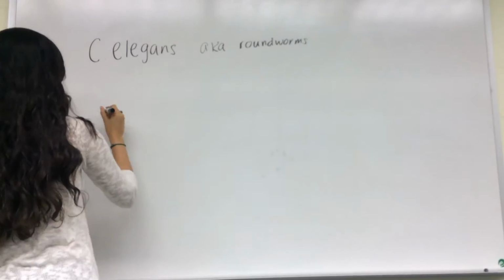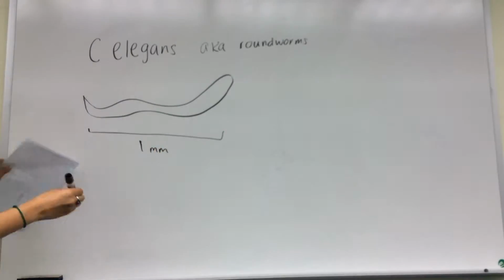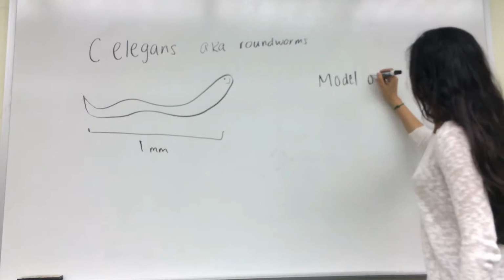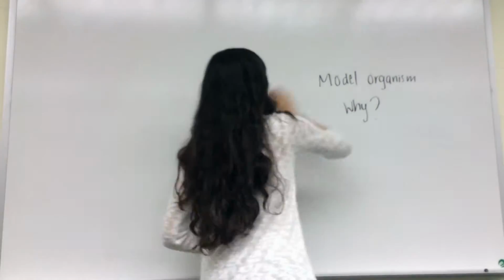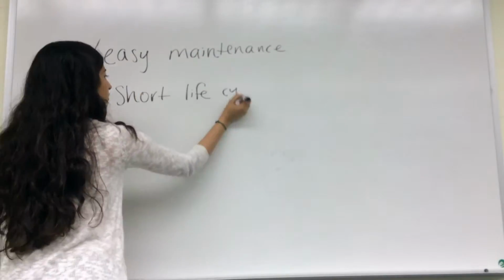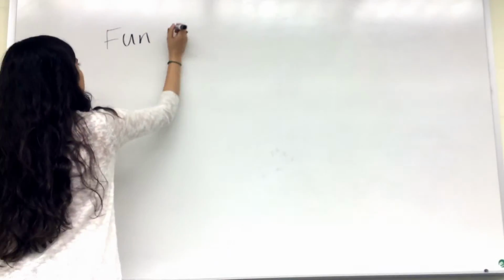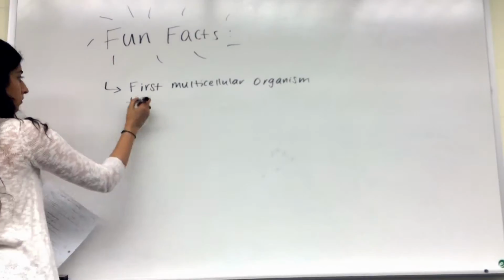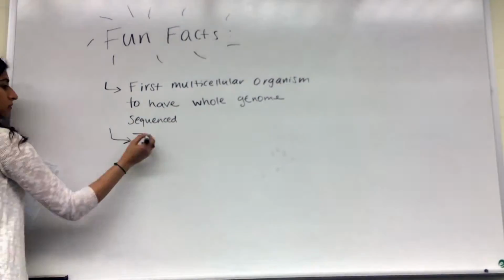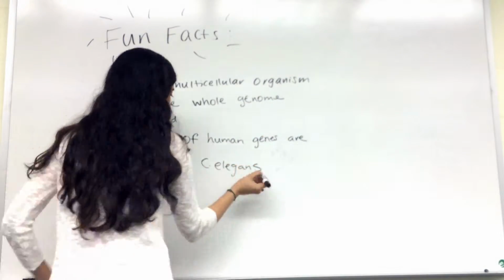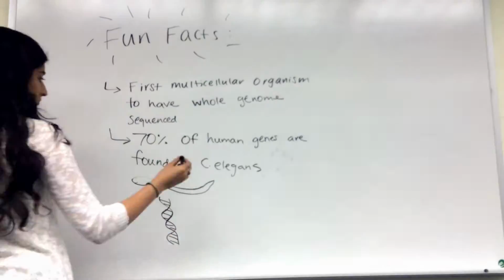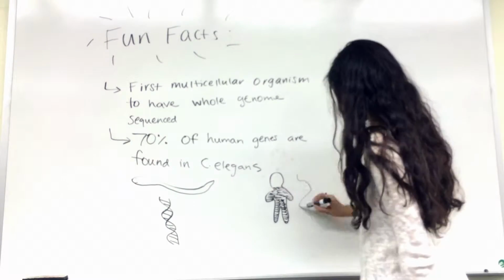C. elegans are free-living roundworms about 1 millimeter in length. They are used as a model organism in genetics because they are easy to maintain and have a short life cycle and produce large number of progeny. C. elegans was the first multicellular organism to have its whole genome sequenced. The study of C. elegans is relevant to humans because approximately 70% of human genes are also found in C. elegans.